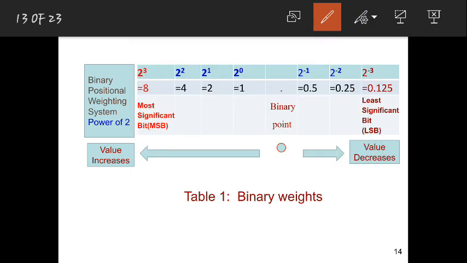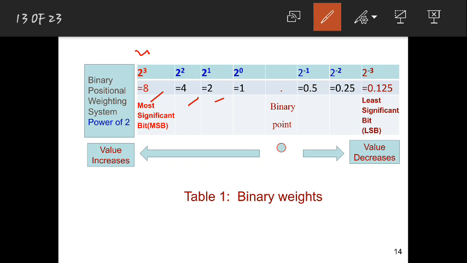Now this is binary, so here you have 2: 2 to the power of 0, 2 to the power of 1, 2 to the power of 2 and so on. In the fraction, I mean after the binary point, you will have 2 to the power of -1, 2 to the power of -2 and so on. In this way. Now see, 2 to the power of 0 is 1, 2 to the power of 1 is 2, 2 to the power of 2 is 2 into 2, 4, and this is 2 into 2 into 2, that is 8.